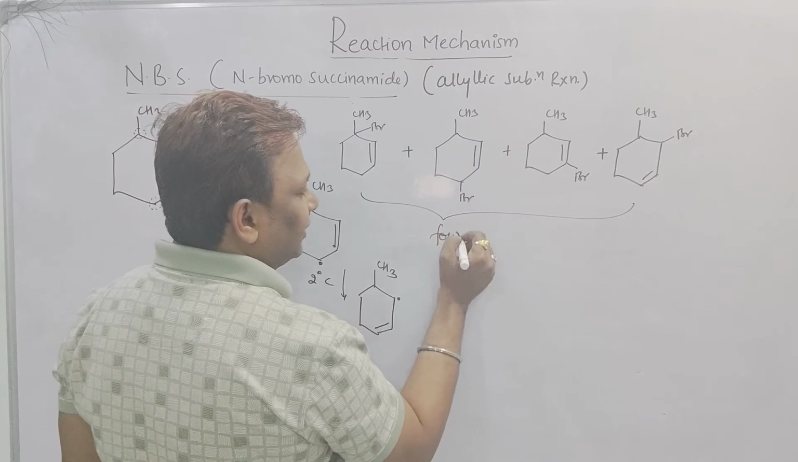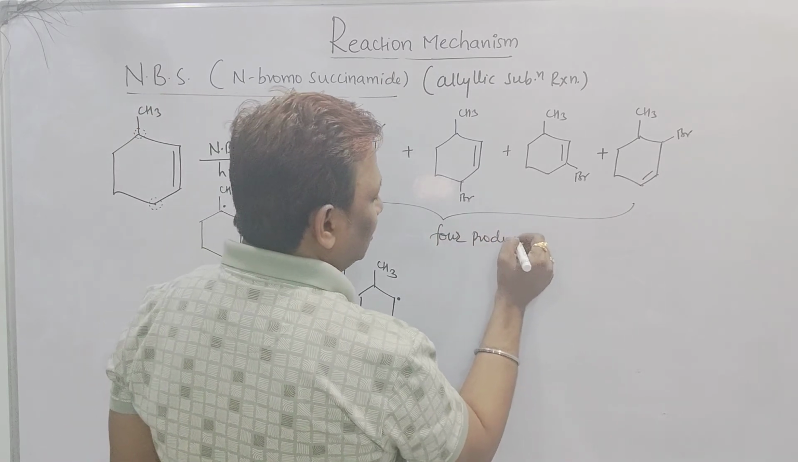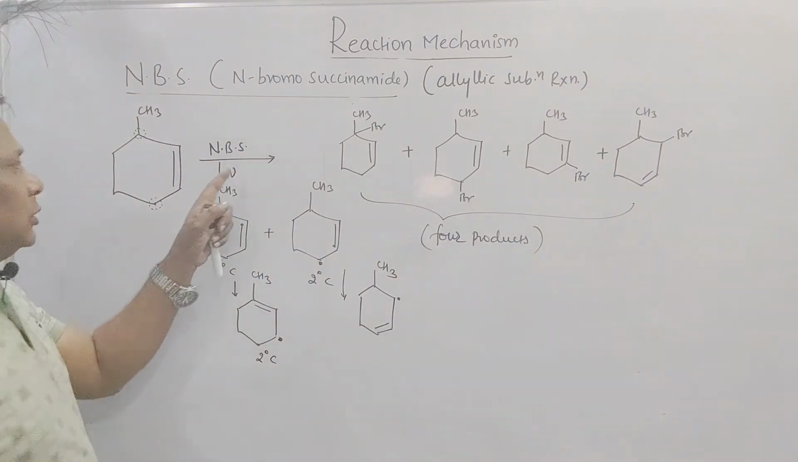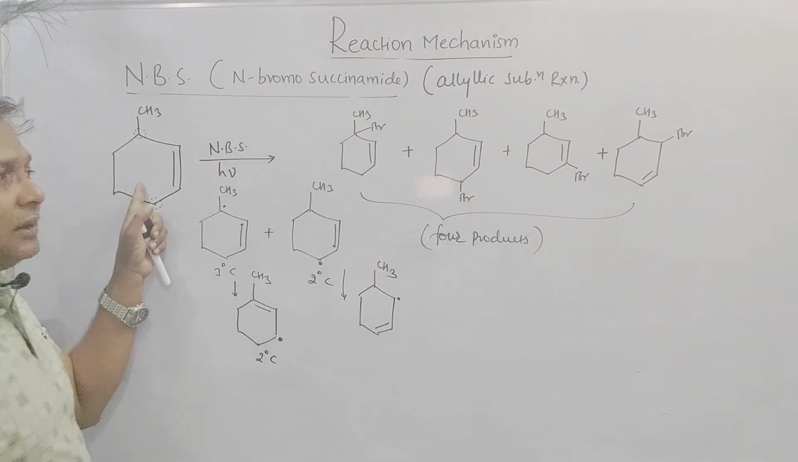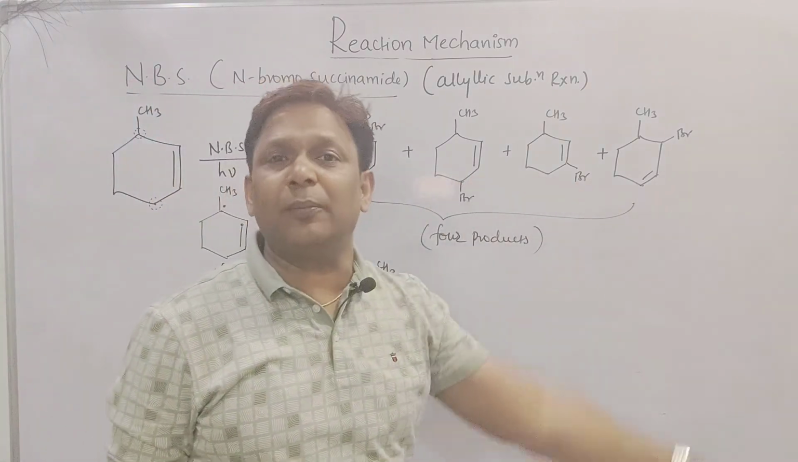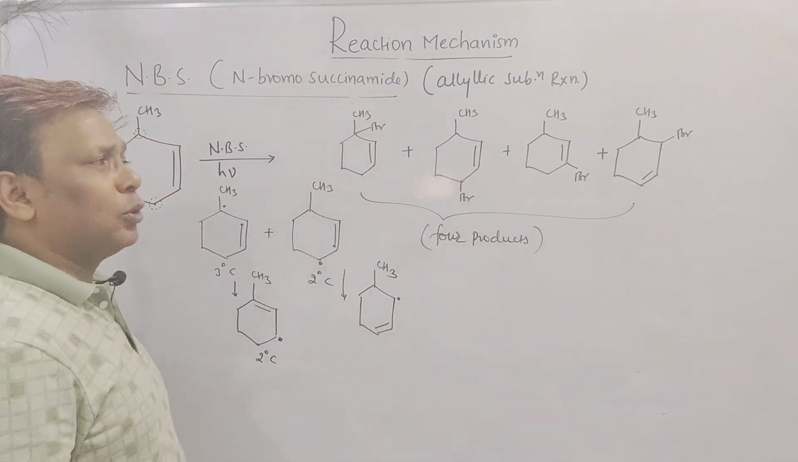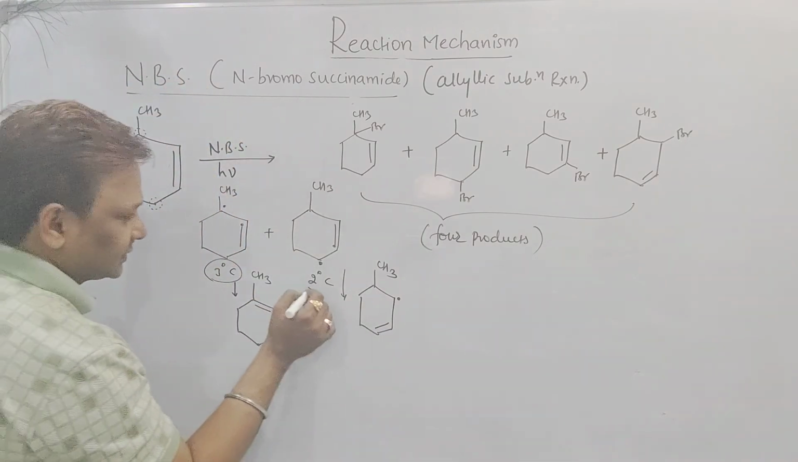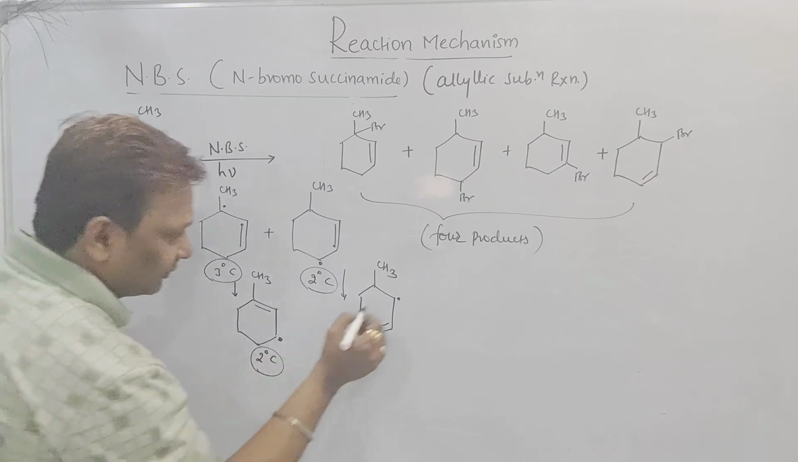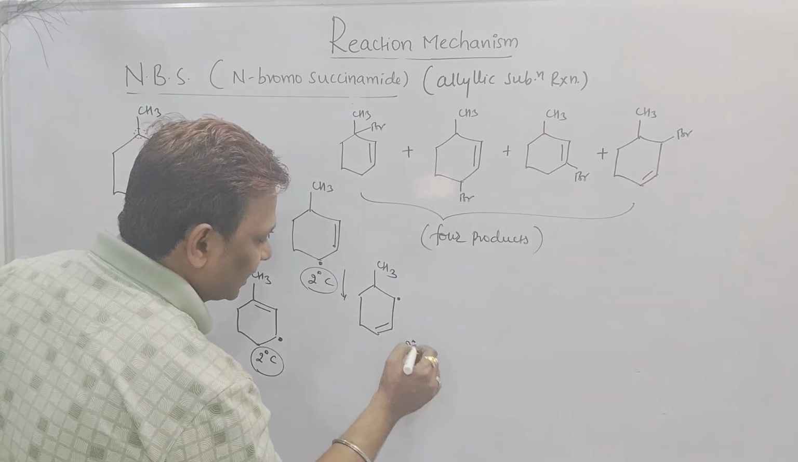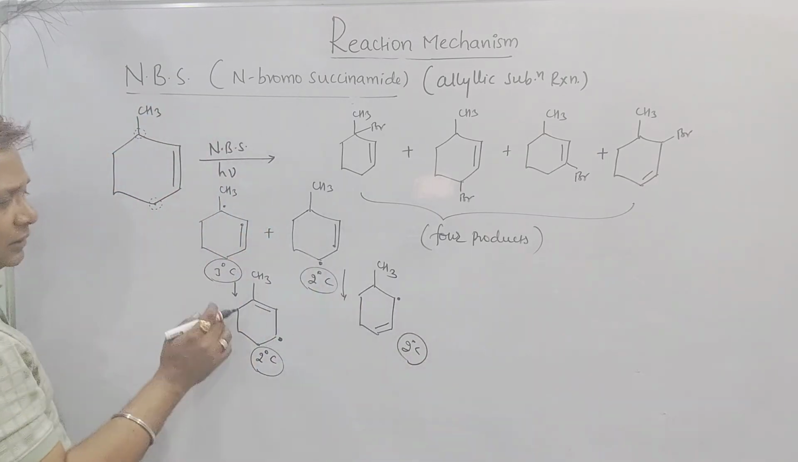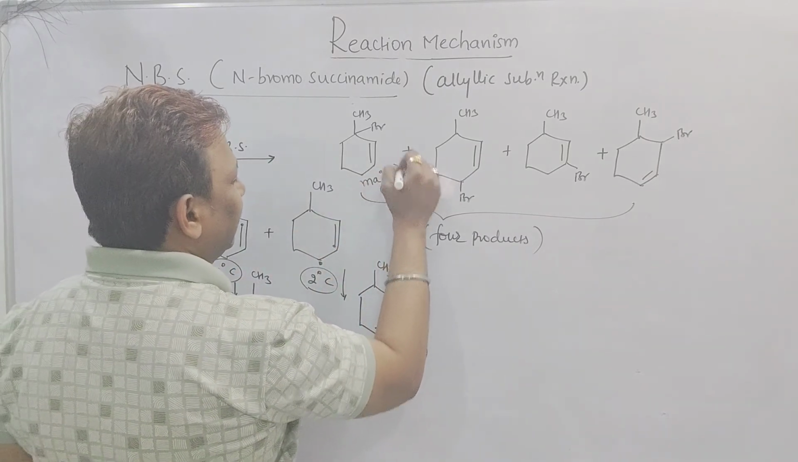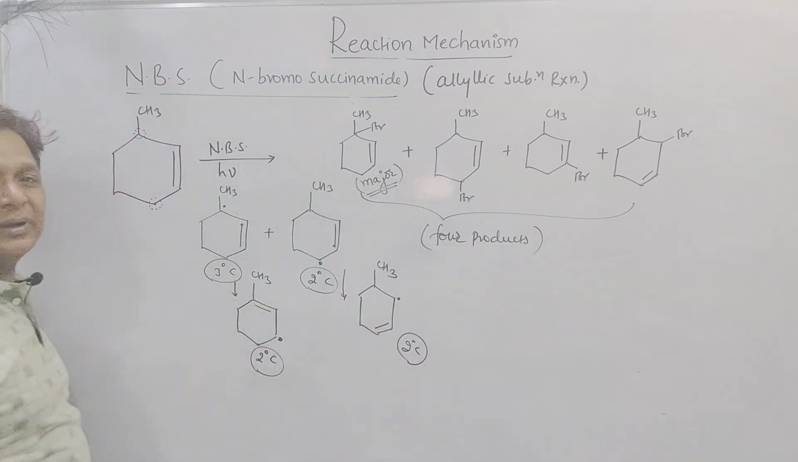Overall, we are getting 4 products during the allylic substitution. Is it clear, beta? When we do the NBS over this unsymmetrical alkene, I am getting 4 possible products. Among all these 4 possible products, which one is the most stable? So this is tertiary, this is secondary, this is secondary, even this is also secondary carbon free radical. But among all, this is tertiary, which means I can say this one is the major and the most stable product obtained.